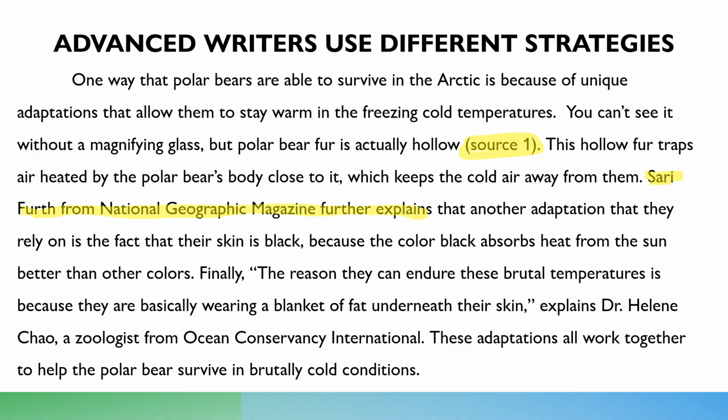that another adaptation that they rely on is the fact that their skin is black because the color black absorbs heat from the sun better than other colors. Finally, the reason they can endure these brutal temperatures is because they are basically wearing a blanket of fat underneath their skin, explains Dr. Helene Chow, a zoologist from the Ocean Conservancy International. So there's my third way of citing my source. These adaptations all work together to help the polar bear survive in brutally cold conditions.